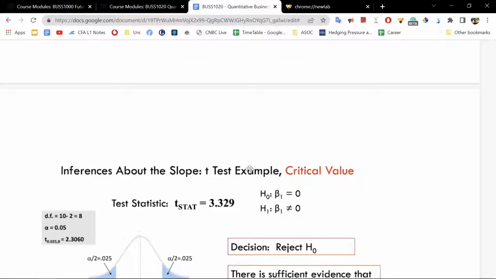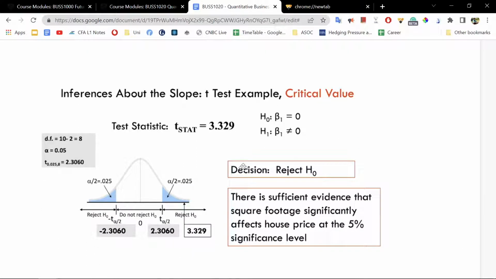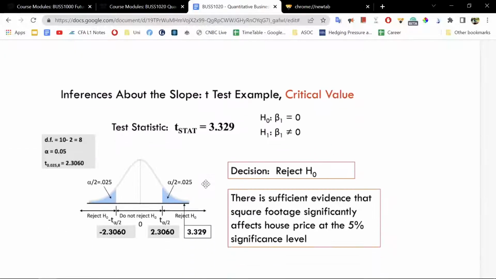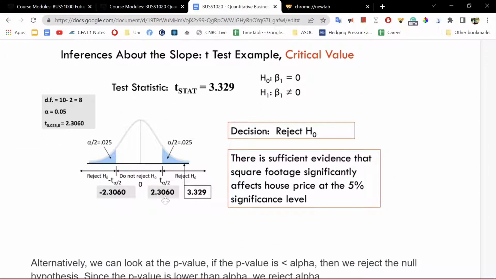So, inferences about slope using a t-test, with an example using critical values. The decision is to reject H naught because the t-stat lies within the rejection region, whereas based on the 5% level of significance, the 5% level of significance will have t critical values on both sides at negative 2.3 and positive 2.3.